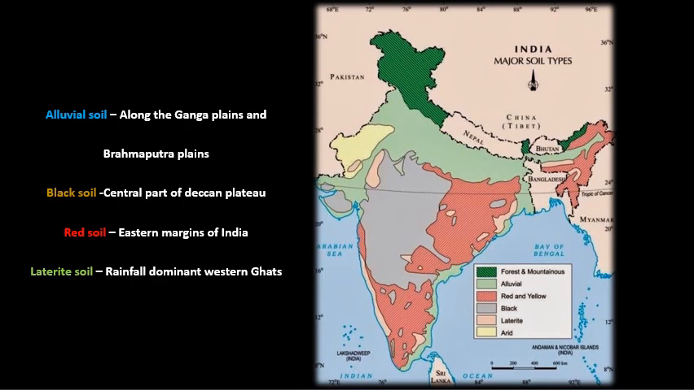So keep some areas in mind, because to keep all the areas of all the soils in mind is difficult. But if we keep, for example, Ganga Plains, alluvial soil, Deccan Plateau, black soil, eastern margins, red soil, and Western Ghats, laterite soil. If you keep one area for each soil in mind, it is going to be really easy. So I hope you understood the first part of soil resources. We'll be learning about how it can be conserved and how soil erosion takes place and the prevention measures in part 2.